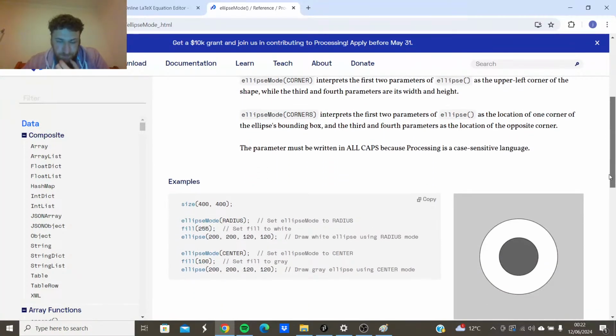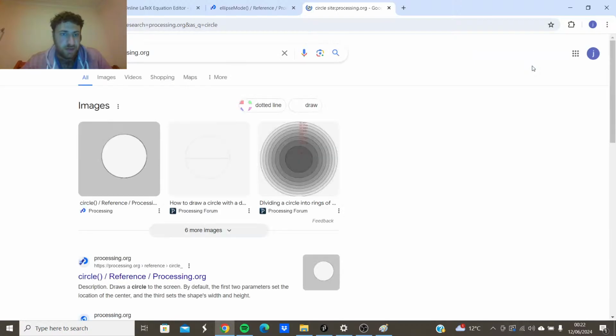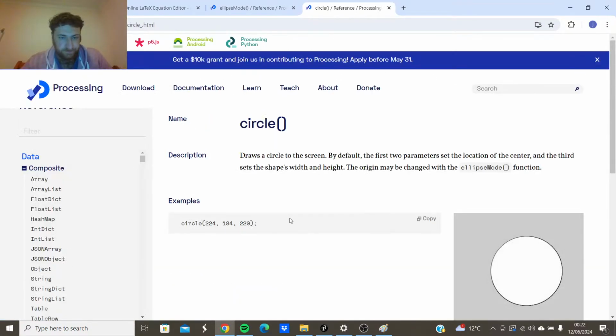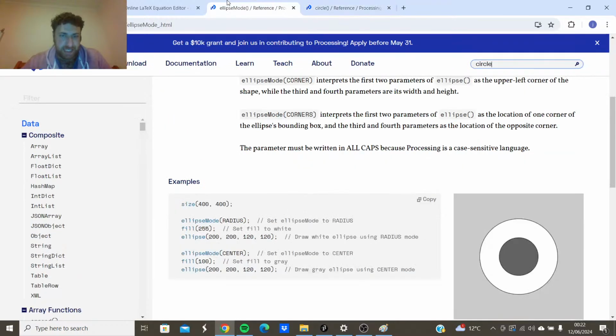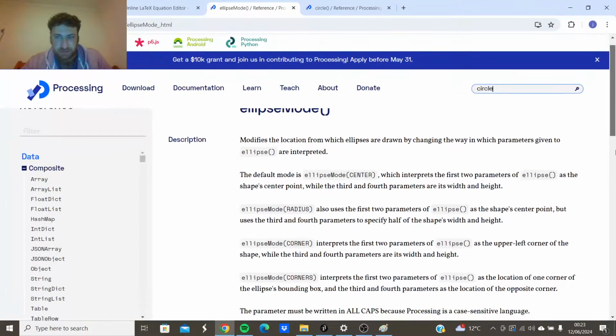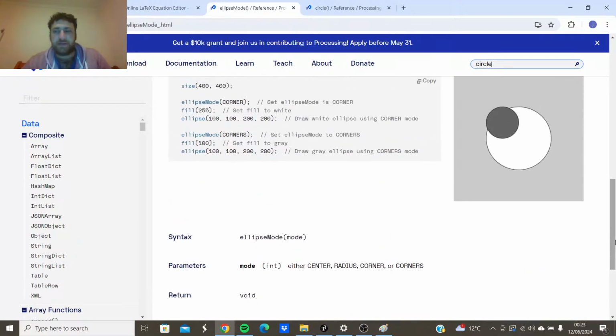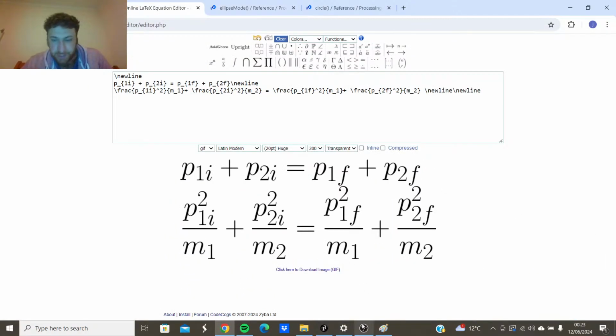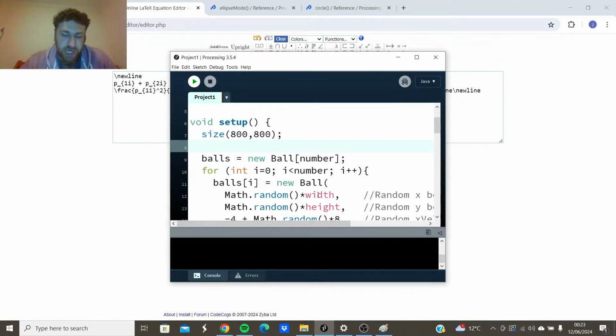Okay, but we don't. We are doing circle, not ellipse. So I think we're after circle mode, aren't we? I see. So it also affects circle, presumably. So, in other words, all I need to do is change after size. I need to set ellipse mode to radius instead of center. And that should do the trick.